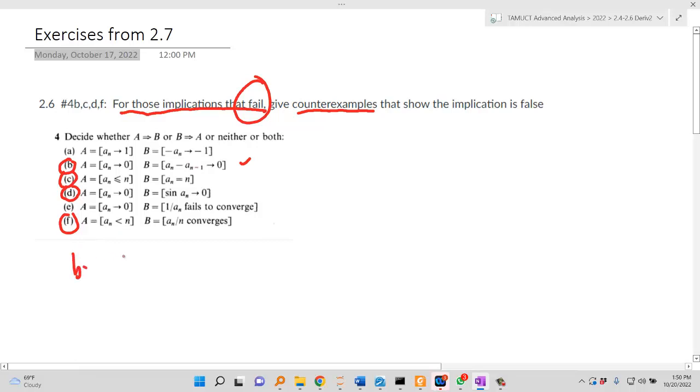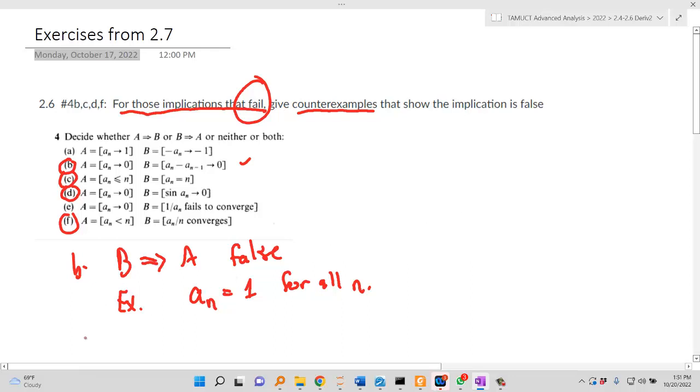But for B, B implies A is false. You're supposed to give an example of why it's false. A very simple example would be a_n equal to 1 for all n. Now in this case, a_n minus a_{n-1} is always 0. If a number is 0, it approaches 0. That's a special case. So this is a counterexample to B implies A.